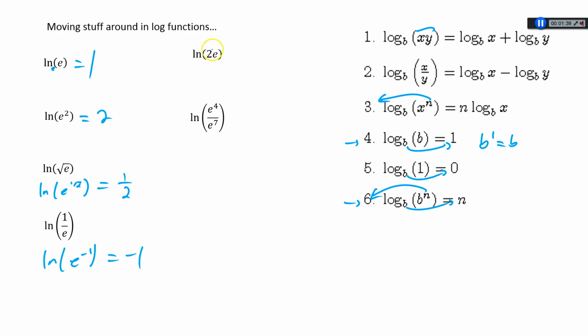Natural log of 2e. At first glance, this might look like we can't do anything with it, but let's look at property number 1. That's ln of 2 plus ln of e. Well, ln of e is 1, right? So this is 1 plus ln of 2, or ln 2 plus 1, either way you want to do it.